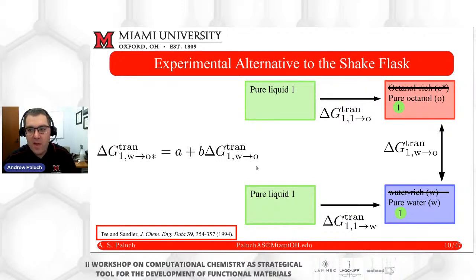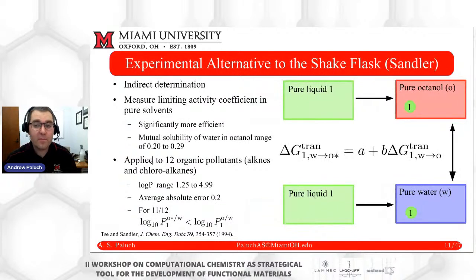Now the benefit of this is that you really can have this setup in which I have a system of pure octanol. I can readily measure the limiting activity coefficient of my solute in pure octanol. I can readily measure the limiting activity coefficient of my solute in pure water. And then if I have this calibration curve, if I've trained this calibration curve, I can use those measurements to predict my transfer free energy for my system of interest. So that is the idea.